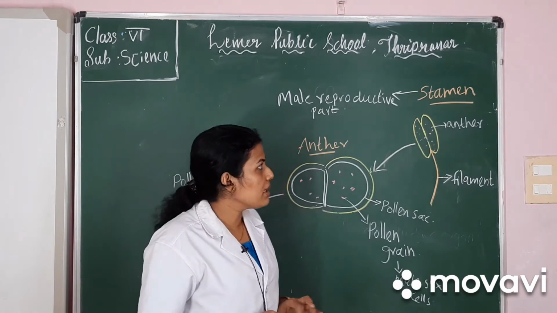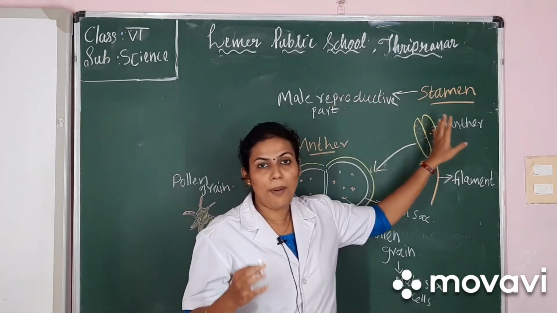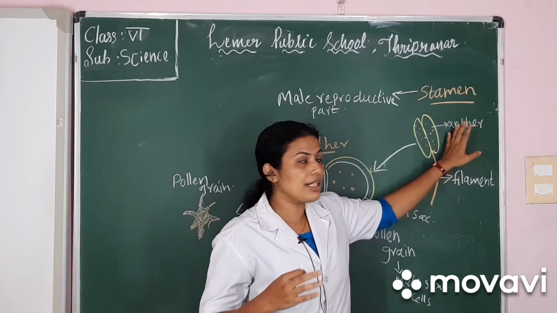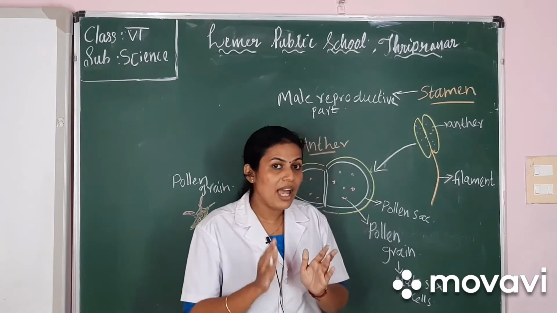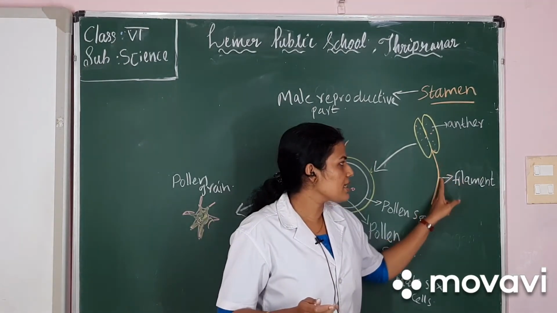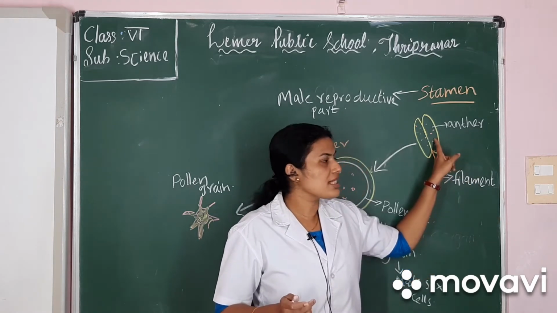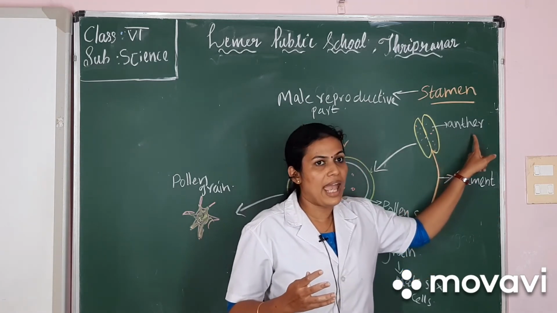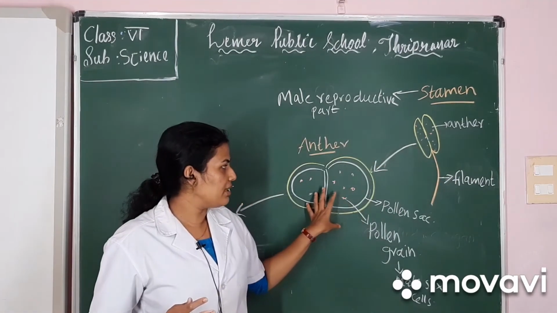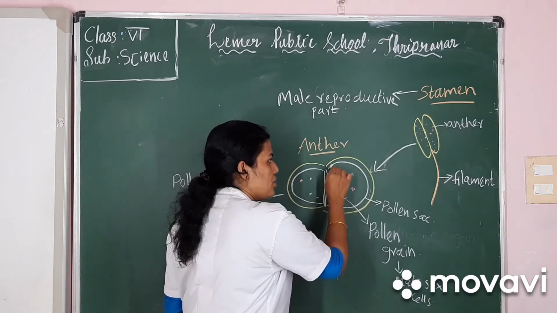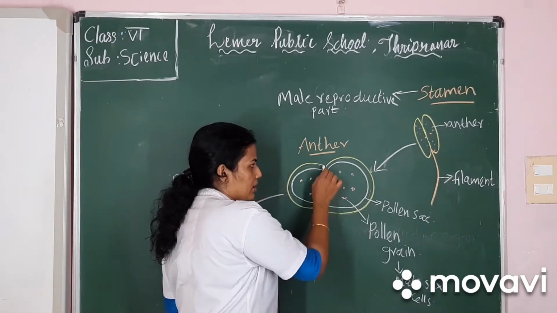Yes, so what we learned is about stamens. Stamens are the male reproductive part of a flower, and a stamen has two parts. The first one is a stalk-like region called filament. The second region is the head region called anther. The teacher has represented the anther here. Each anther is two-lobed in nature. You can see here two lobes, isn't it?